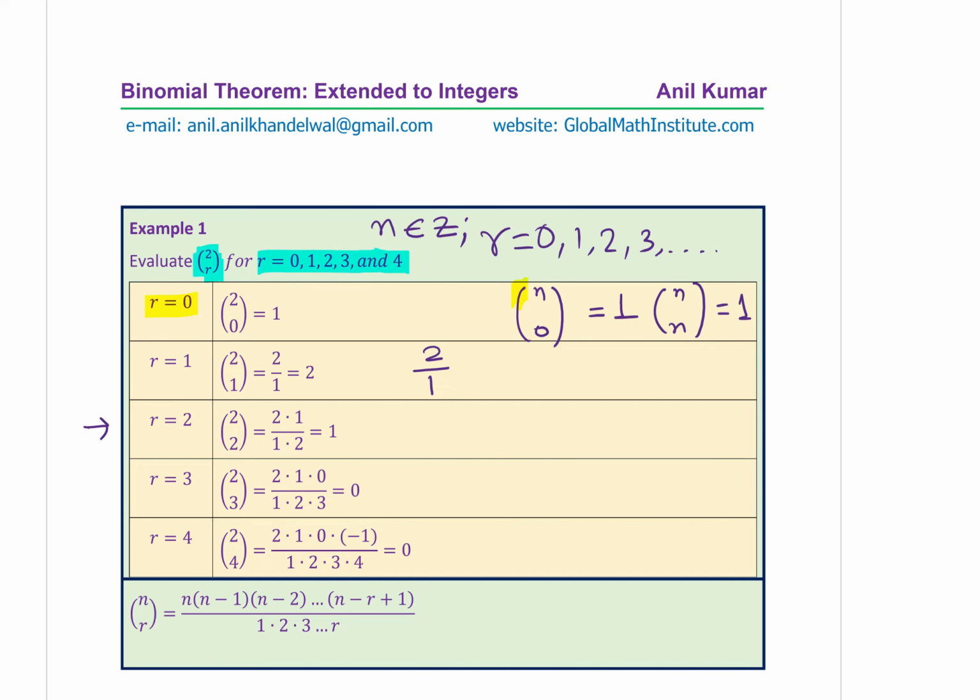So thereafter, even when r is greater than 4, the result of 2 choose r will be equal to 0, right? So for any value greater than the n in this particular case, right, then the result is going to be 0. Perfect. Now let's take another example. So I hope you have understood how we have applied the newly learned formula, correct?